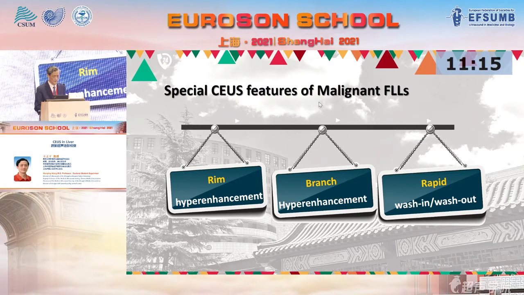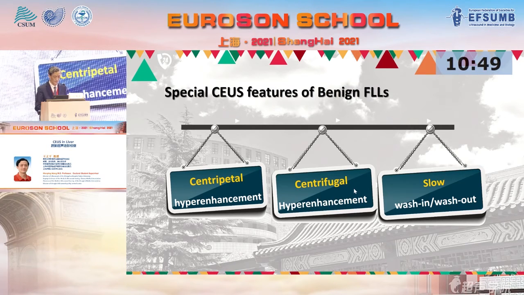Special CEUS features of malignant focal liver lesions are ring hyper-enhancement, branch hyper-enhancement, rapid wash-in and washout. That is its typical malignant feature. Special CEUS features of benign focal liver lesions include central petal hyper-enhancement, centrifugal hyper-enhancement, and slow wash-in or washout.